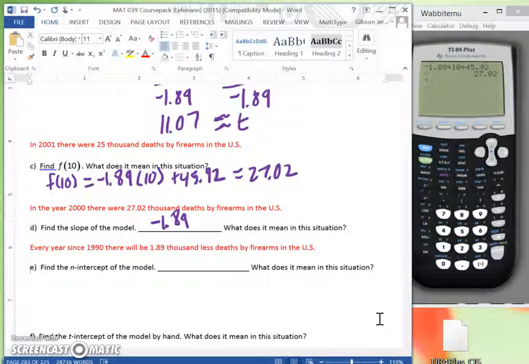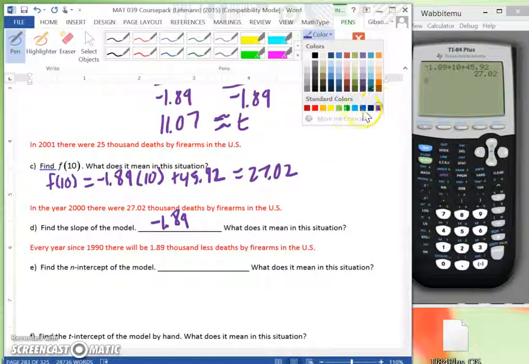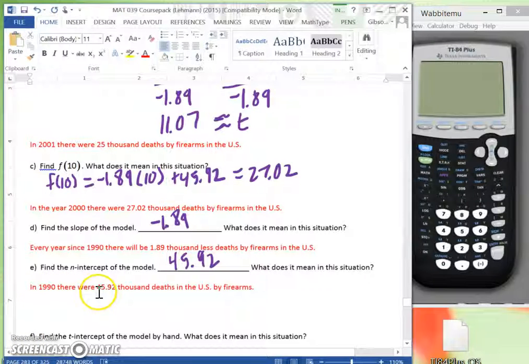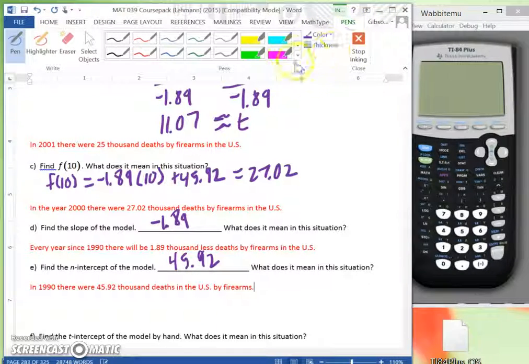Okay, now we come to E. Find the y-intercept. We could look here at the equation where we substituted 10 in, and we know the intercept is this 45.92. So we could write down 45.92. You can write this as an ordered pair, 0, 45.92, or 45.92 would suffice. It says, what does it mean in this situation? It means in 1990 there were 45.92 thousand deaths in the U.S. by firearms.